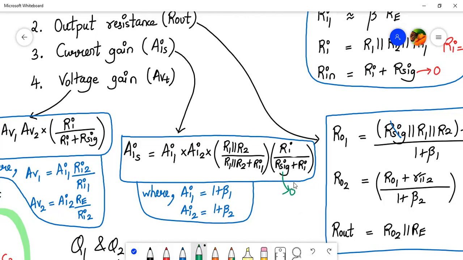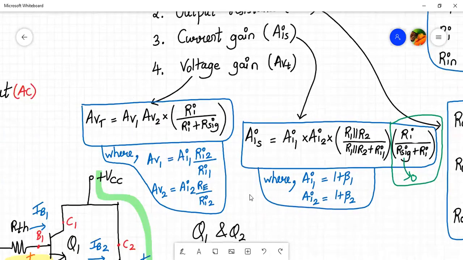So this term, the third term, will disappear. This term will not be present, because RI divided by R6 plus RI will be 1 only, because R6 is 0. So this was the current gain AIS. And we have to also find the voltage gain. Total voltage gain will be AV1 into AV2 into RI divided by RI plus R6.